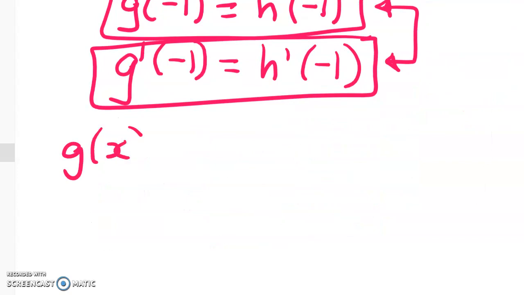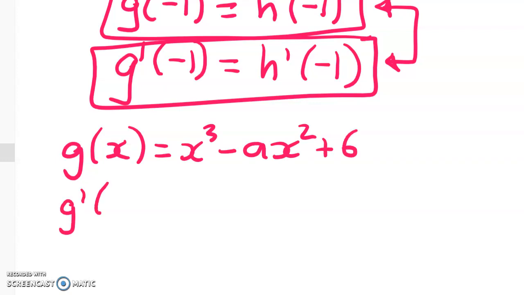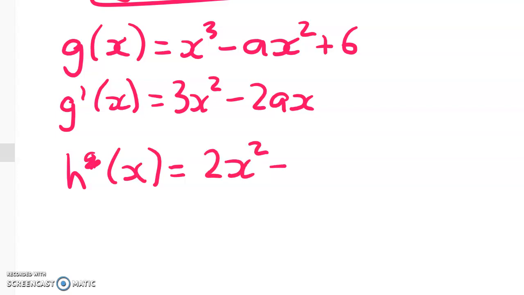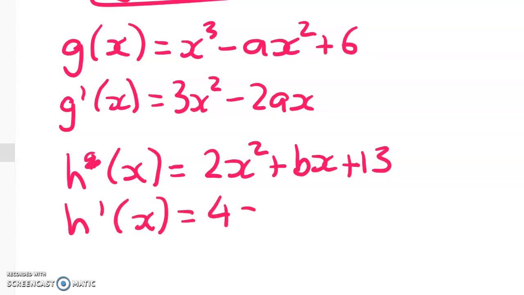So g of x is x cubed minus ax squared plus 6. G dash of x is 3x squared minus 2ax. Often we'd set that to 0 to find a stationary point, but we're not interested in that here. Right? So h dash of x, let's start with h of x. H of x is 2x squared plus bx plus 13. So h dash of x is 4x plus b.